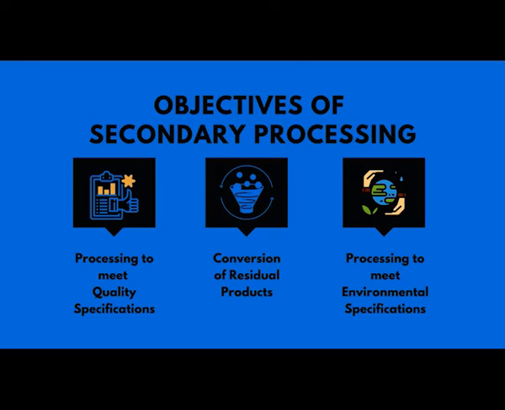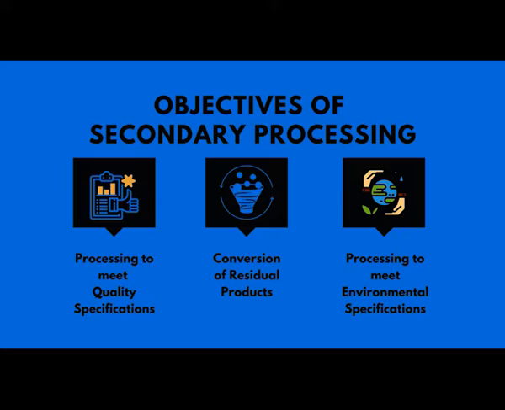Let us try to understand the objectives of secondary processing. Number one is to process to meet quality specifications. For example, a naphtha having an octane number of 40 to 50 cannot be sold in the market as an automobile fuel. So, it has to be processed in certain plants to enhance the octane number. That is the number one objective.